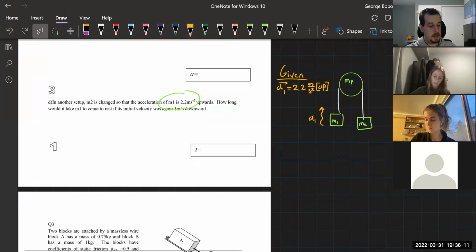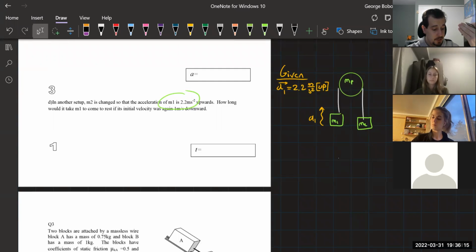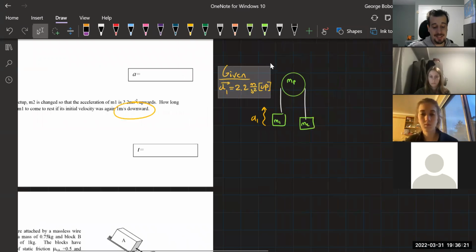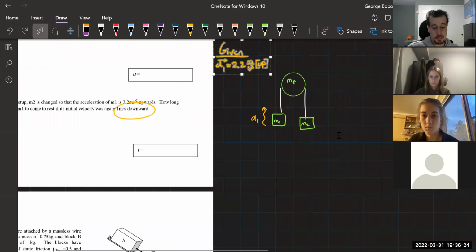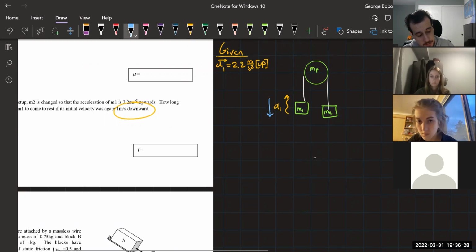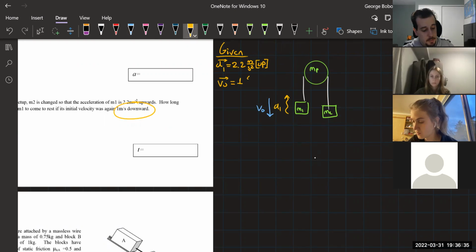Okay. How long would it take M1 to come to rest if its initial velocity was 1 meter per second downward? This is going to counteract your velocity, which is going downwards. You're going to have this V naught. V naught is 1 meter per second down, and eventually you're going to come to rest. That's the goal here. You want to get 0.